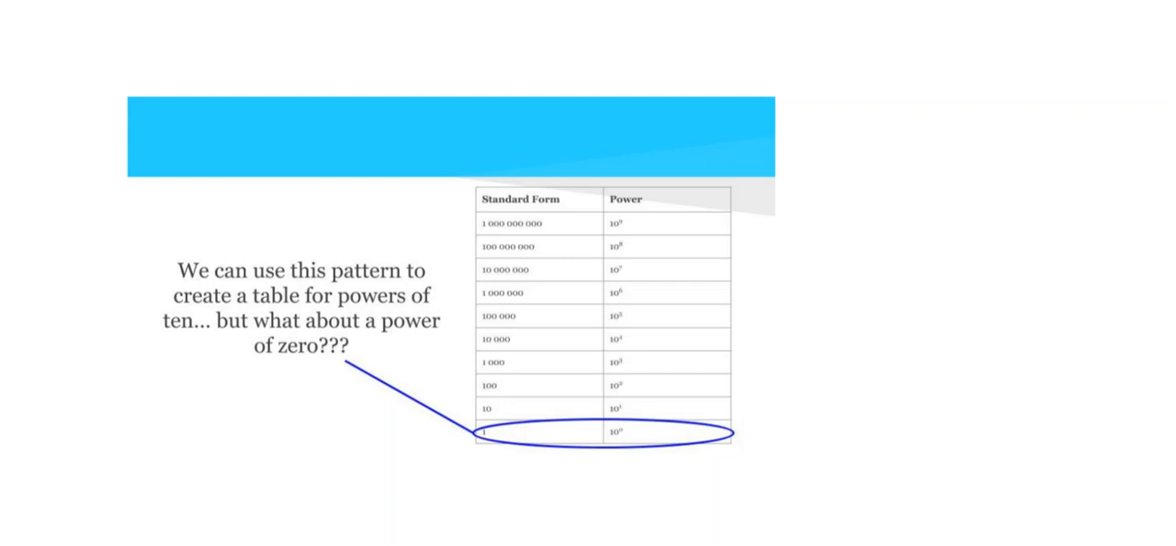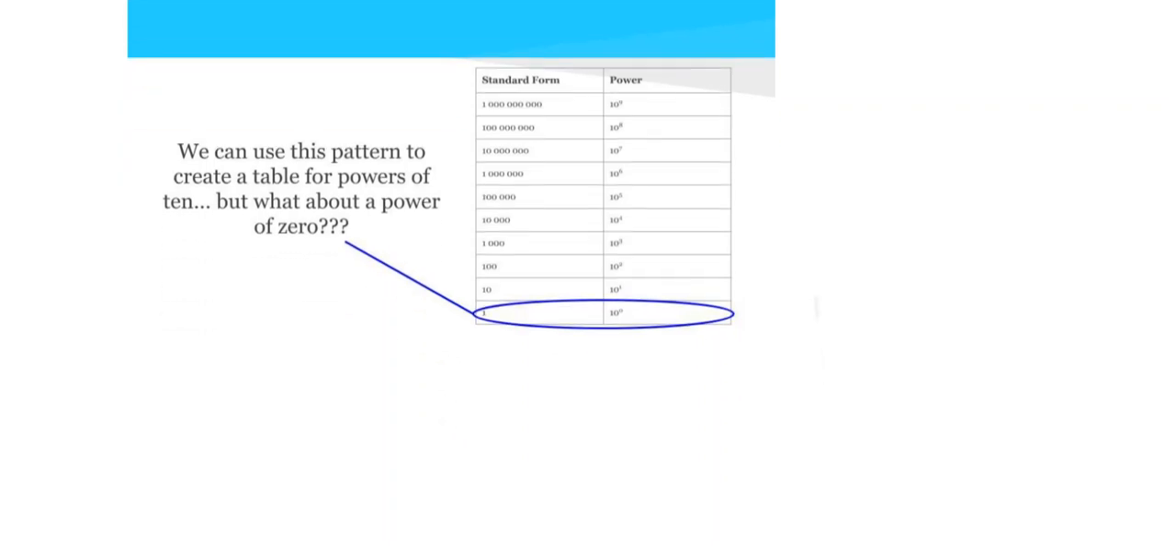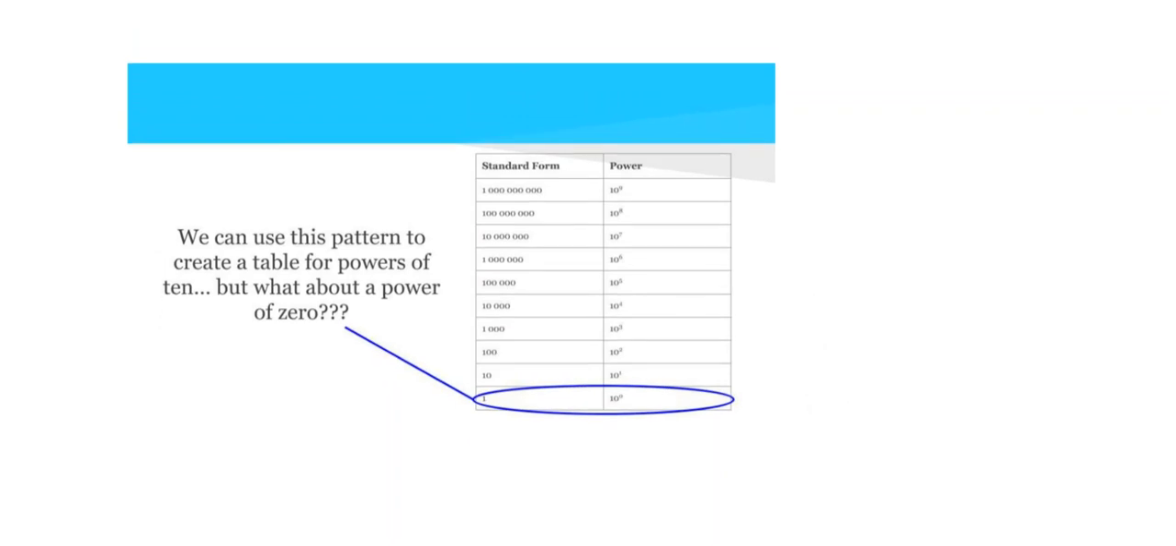All right, so that's powers of 10. Now, what about something to the power of 0? This is always a weird one. Let's work our way backwards here. 10 to the power of 4 was 10,000, right? 1 with 4 zeros. 10 to the power of 3 was 1,000, 1 with 3 zeros. 10 to the power of 2 was a 1 with 2 zeros. 10 to the power of 1 was a 1 with 1 zero.